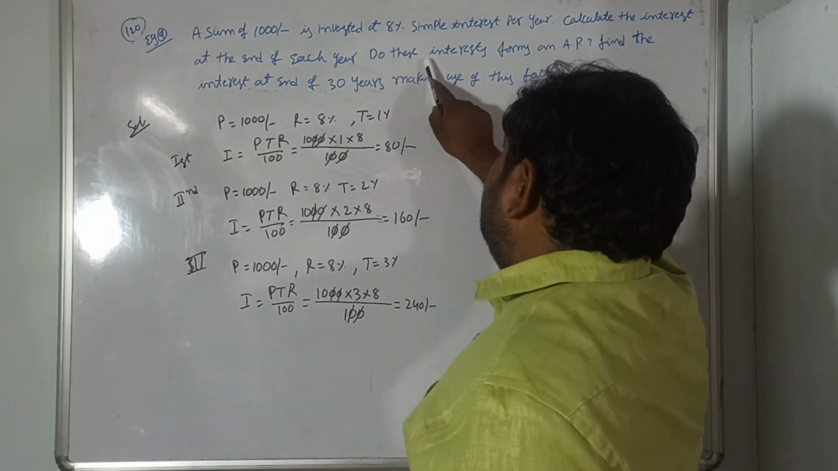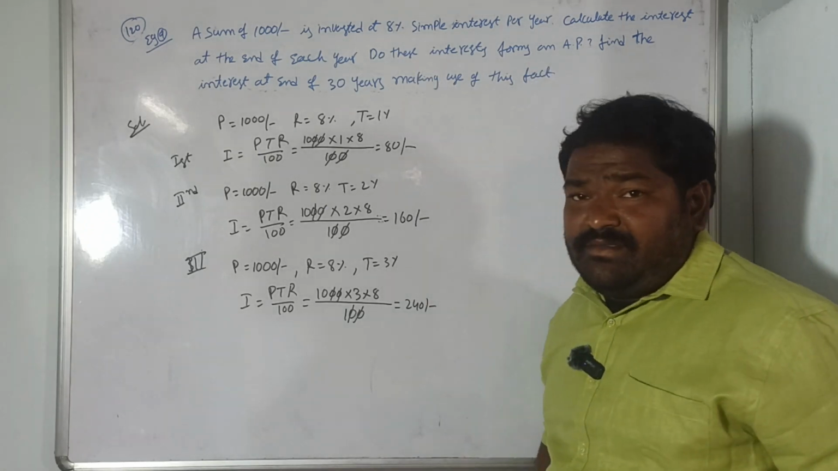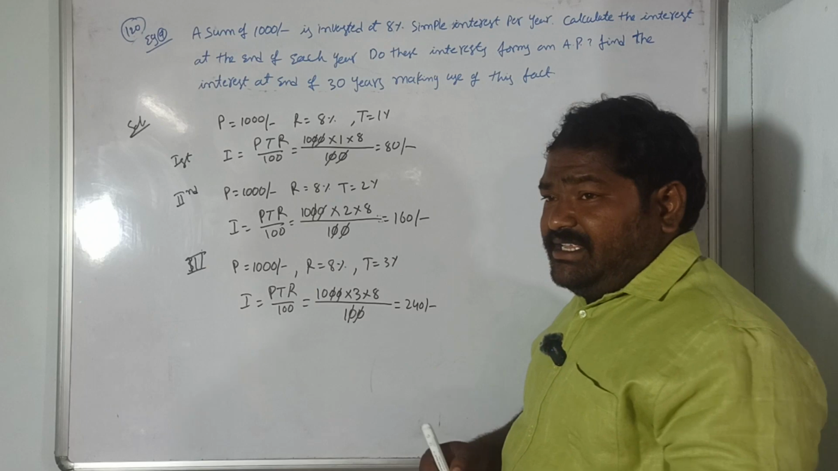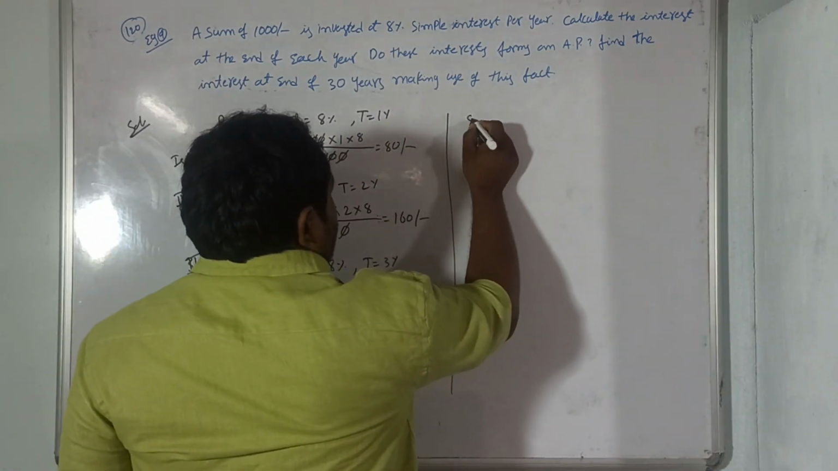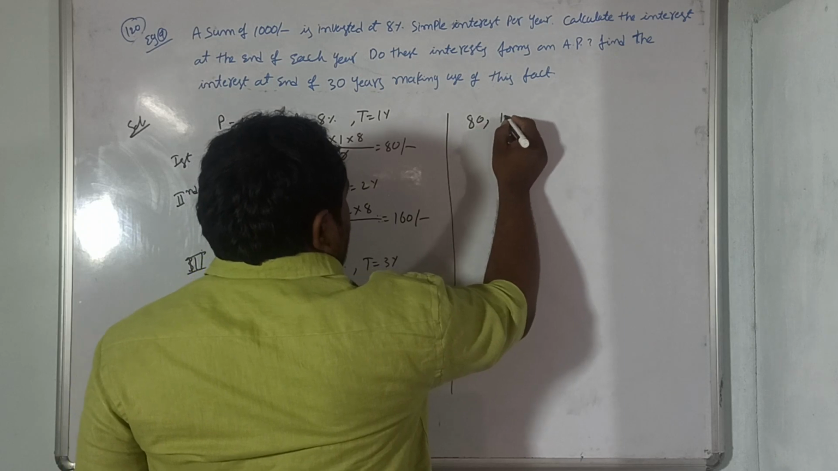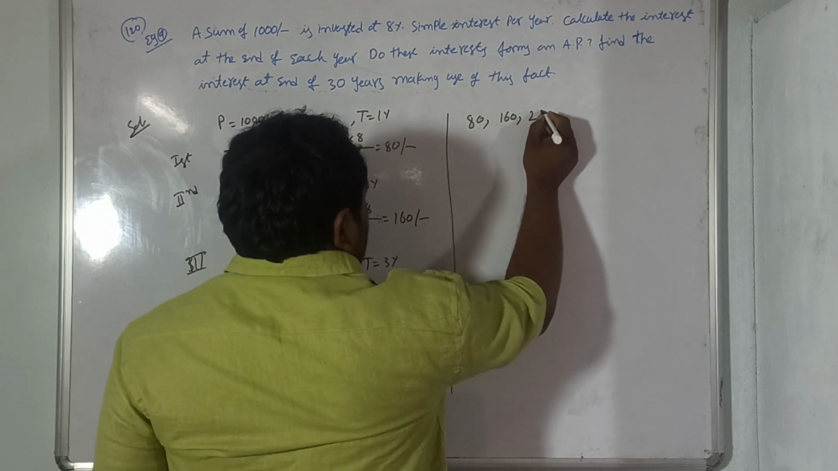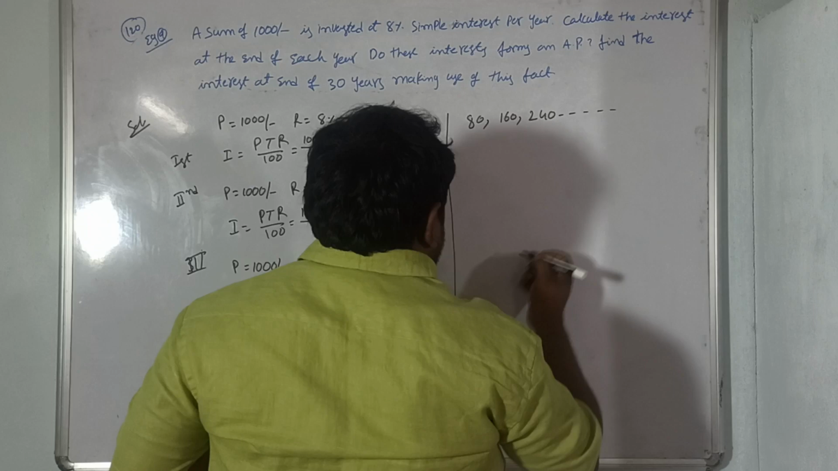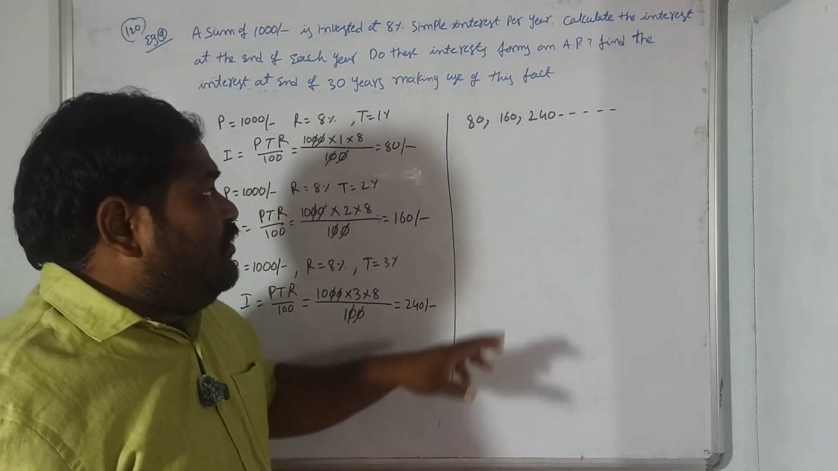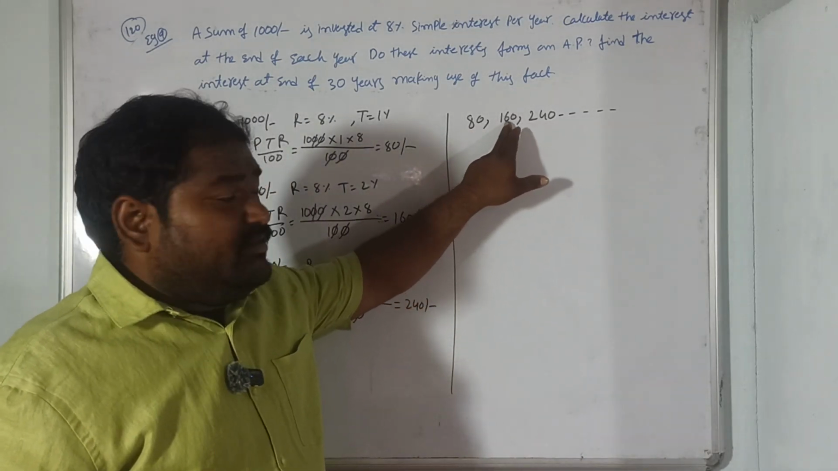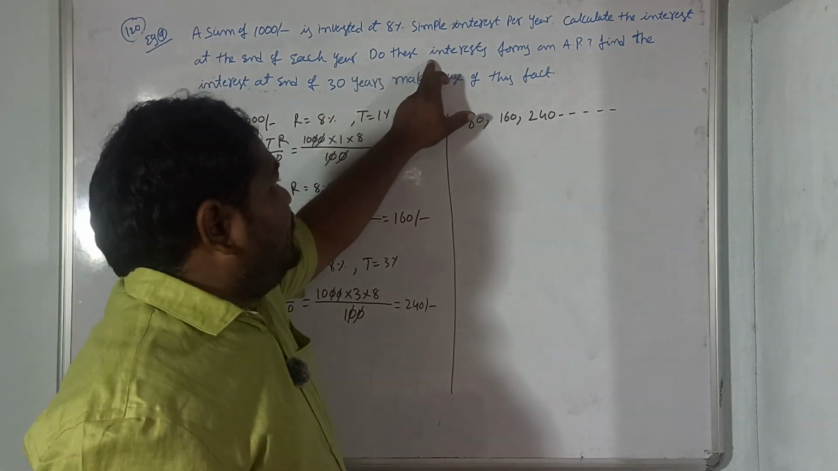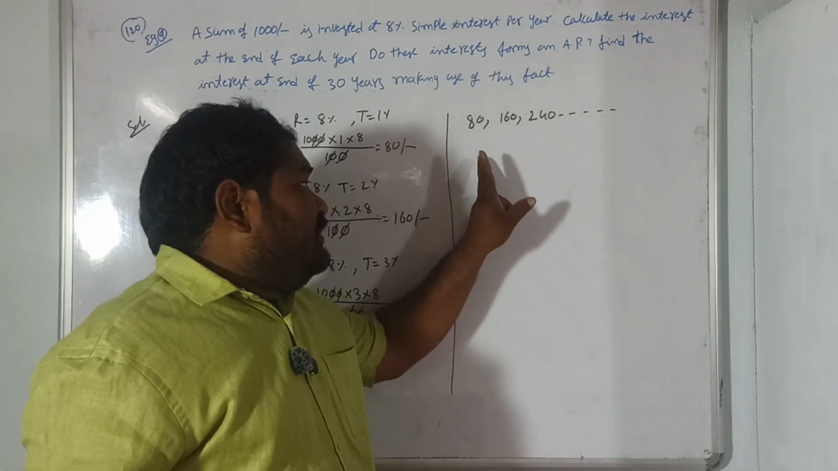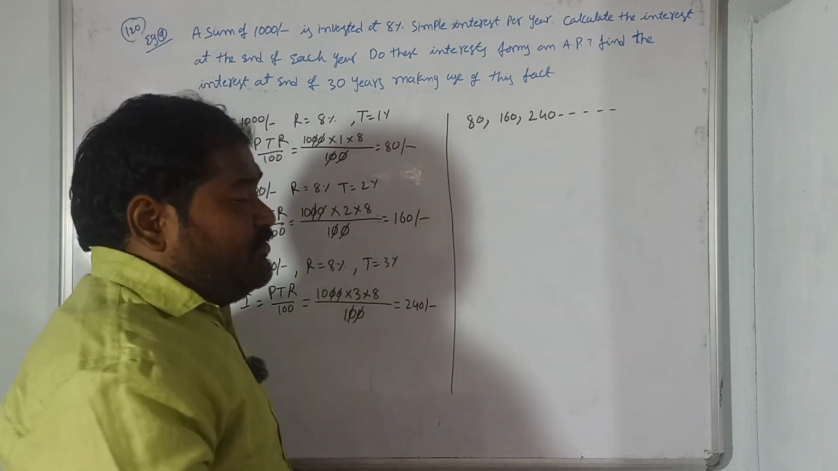Now, do these interests form an AP? For example, write these interests in a row, in a list. First year 80 rupees, second year 160 rupees, third year 240 rupees, and so on. Now 80 plus 80 is 160, 160 plus 80 is 240. Therefore, do these interests form an AP? Yes, these interests form an AP.